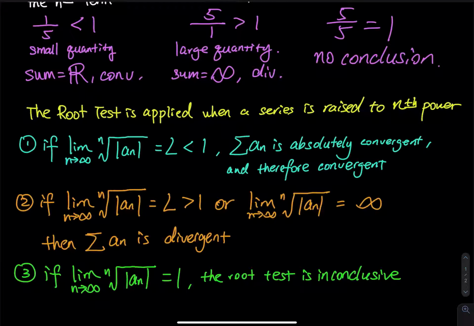And then case 2, the limit is greater than 1, so that means the last couple numbers you are adding up are pretty large quantities. As a result, there is a very good chance that the sum is equal to infinity, and therefore the series is divergent.